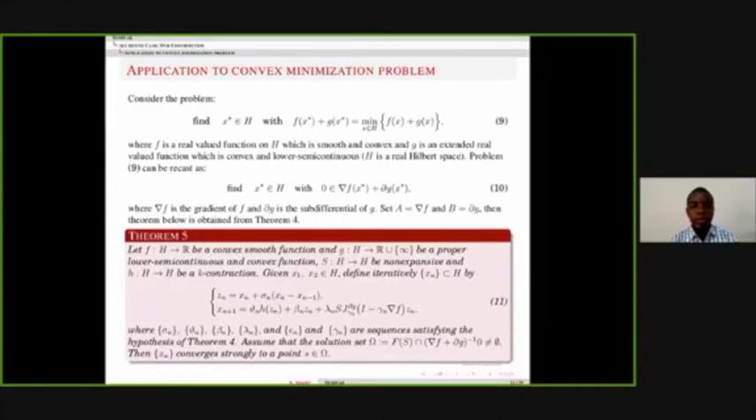Now, we give an application of the theorem we just proved to the convex minimization problem 9, which is to find X star in H such that F of X star plus Z of X star is a minimum of this sum. Observe that this minimization problem 9 can be recast as the inclusion problem 10, setting A to be the gradient of F and B to be the subdifferential of Z. In the previous theorem, we obtained theorem 5.